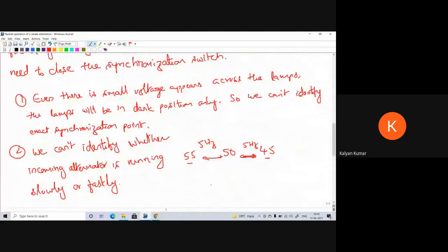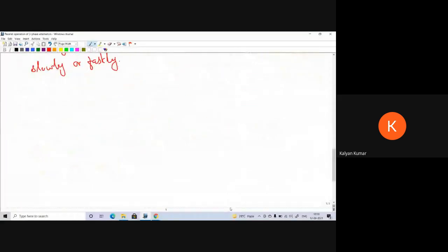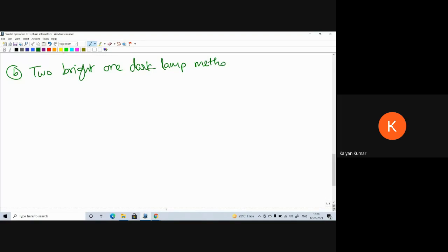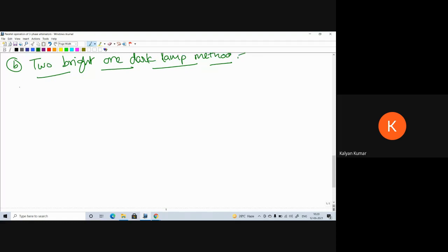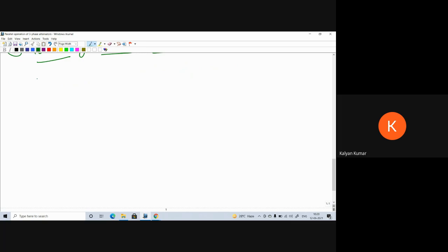So these drawbacks can be overcome by using 2 bright 1 dark lamp method. So by using two bright 1 dark lamp method, we can overcome this difficulty. So 2 bright 1 dark.